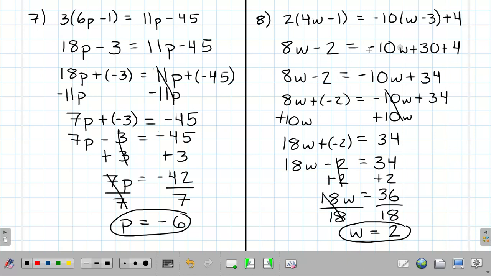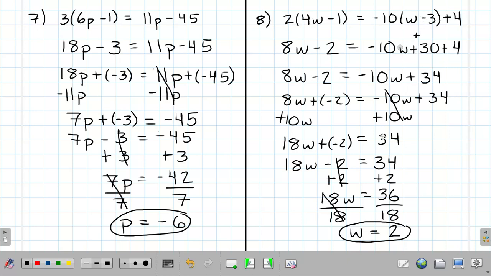Sometimes we have negatives here, so we have to add a 10w instead of subtract a 10w. So just really pay attention to your negatives, especially when you're distributing. That's the tricky part on this one. Like I said, if you don't see what I did right here, negative 10, and then you have minus 3, that's going to change it to a plus 30. 10 times 3 is 30. Negative, negative, positive.